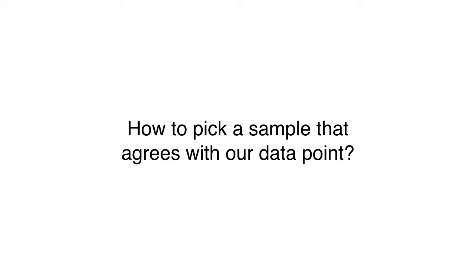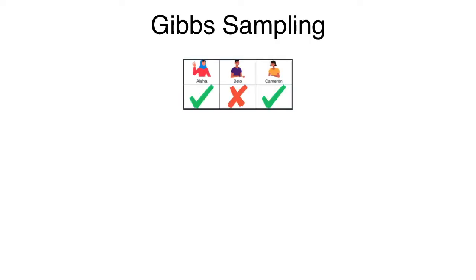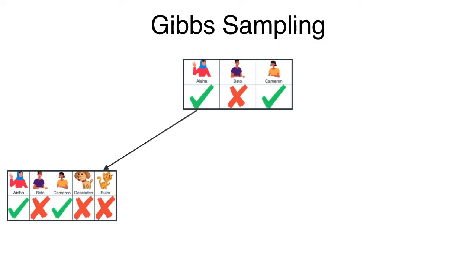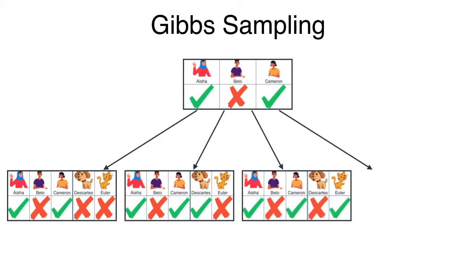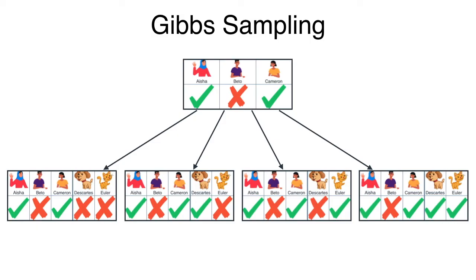First, let me tell you how to pick a sample scenario that agrees with the condition provided by the data point we've chosen. And quick recap, if this is our data point, for example, contains Aisha, Cameron, and not Beto, there are four scenarios that extend it, right? One is where neither Descartes or Euler show up. The other one is where only Descartes shows up. The other one is where only Euler shows up. And the other one is when Descartes and Euler both show up.